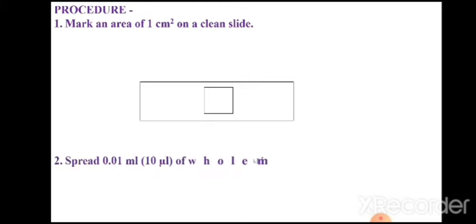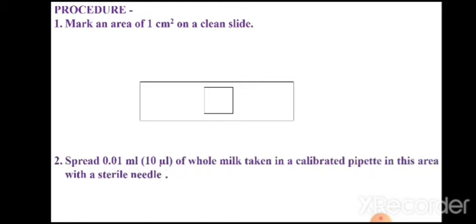In this area, 0.01 ml, that means 10 microliters, of the milk sample is taken, and with the help of a pipette it is added onto this marked area, and then with the help of a sterile nichrome wire loop we need to spread that milk sample onto that particular area homogeneously.